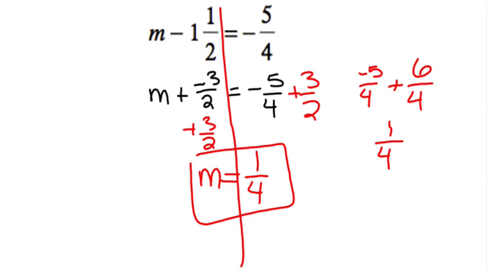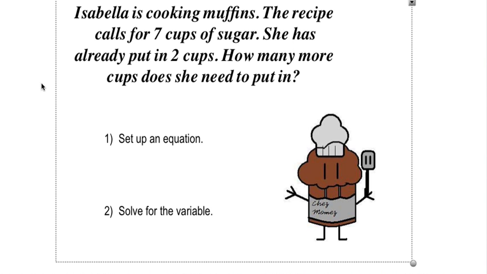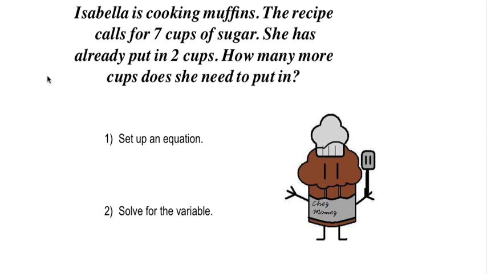Next, let's move on to some word problems. So we're still using the 5-step problem solving plan. Okay, the first step is to read the problem. Isabella is cooking muffins. The recipe calls for 7 cups of sugar. She's already put in 2 cups. How many more cups does she need to put in? So that's the first step.